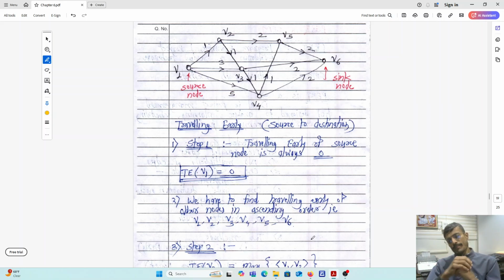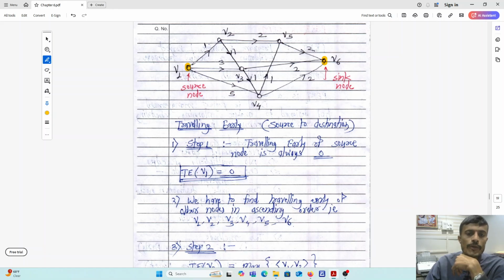Now let us take one example, and you will get the idea. So see the example. V1 is the source node and V6 is the destination node or sink node, and it has a total of 6 nodes, that is V1, V2, V3, V4, V5 and V6. So keep in mind, whenever you are traversing from the source node to the destination node, you have to go in ascending order. Whenever you are at V1, you should go for V2 unless there is a direction from V1 to V3. You can't directly go to V3.